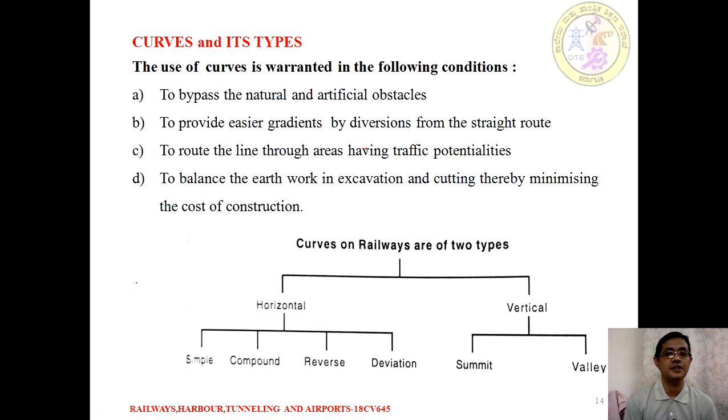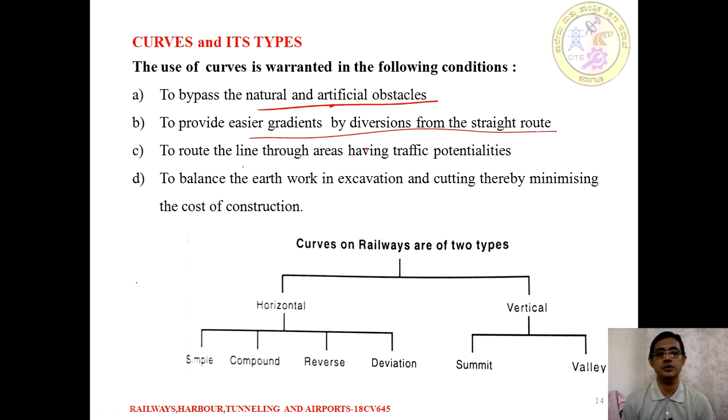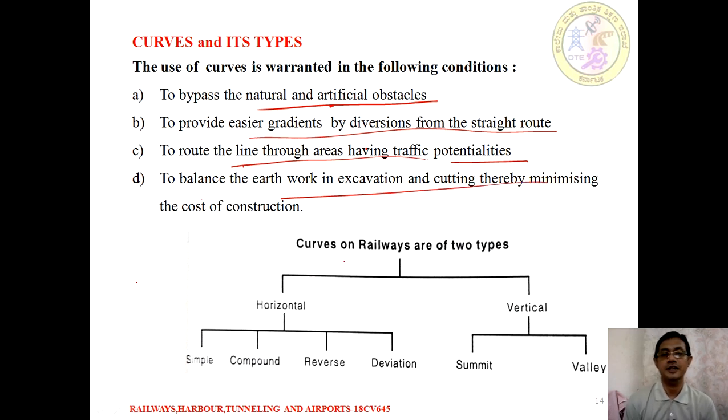As I explained, curves are needed to bypass natural or artificial obstacles or hillocks, and to provide an easier gradient for diversion from the straight track or route. The route line through an area with traffic potentiality also needs a curve, and curves are essential to balance the earthwork, whether in cutting or filling, by minimizing the cost of construction. These are all the warrants for curves.